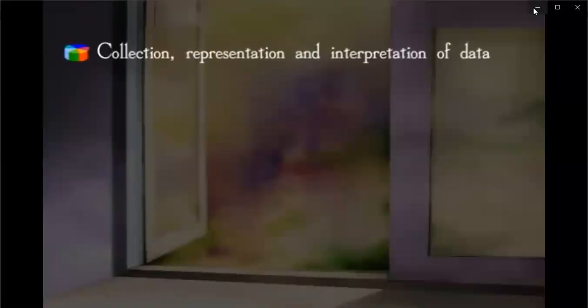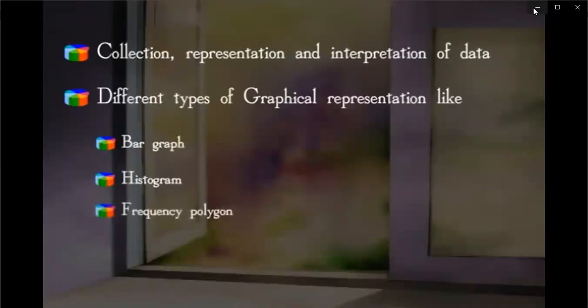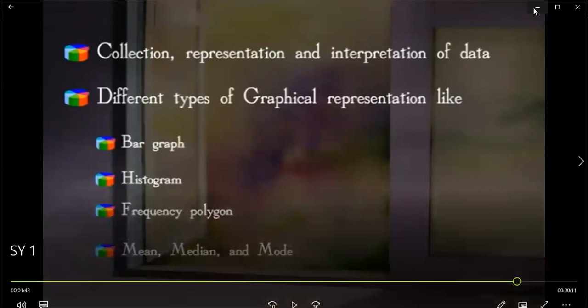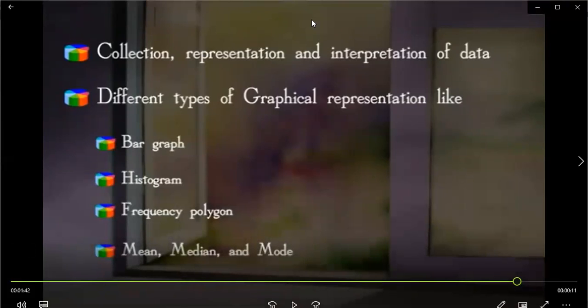So basically, the topics that we have to learn in this chapter are all about collection of data, how we can represent the data, and interpretation of data. Then different types of graphical representations are bar graph, histograms, and frequency polygons. And we have to also learn about the measures of central tendency, which are mean, median, and mode. So in today's lesson, we'll just continue with the very basic concepts of the importance of collection of data and how we can represent raw data in a tabular form.